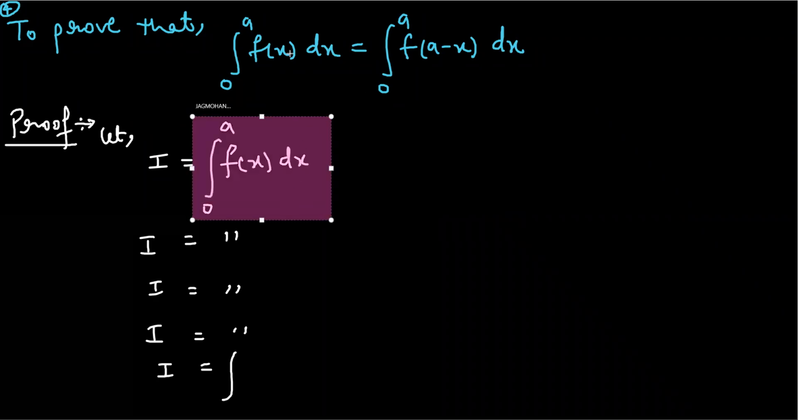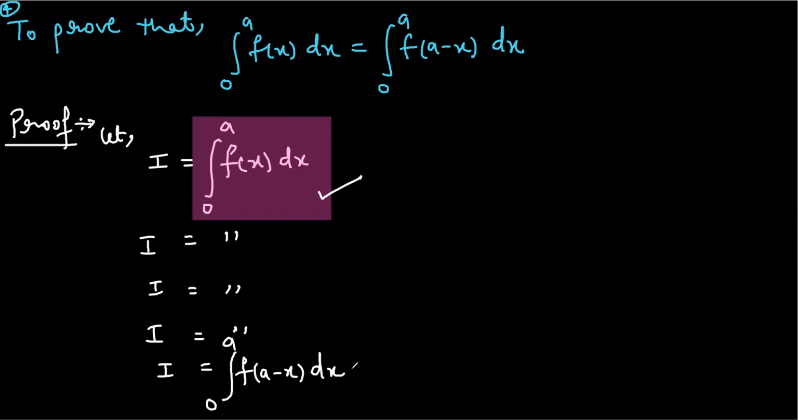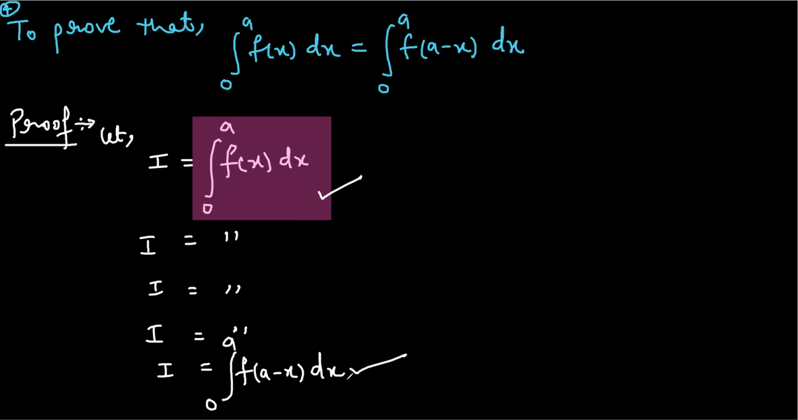And I shall be continuing to write something for this, that is some mathematical ideas. And at one point in time, I should end up with the right hand side, that is integral 0 to a f of a minus x dx. This is my aim. I will begin with this and I want to end up with this. Now, when I end up with this, I will say that these two are equal.